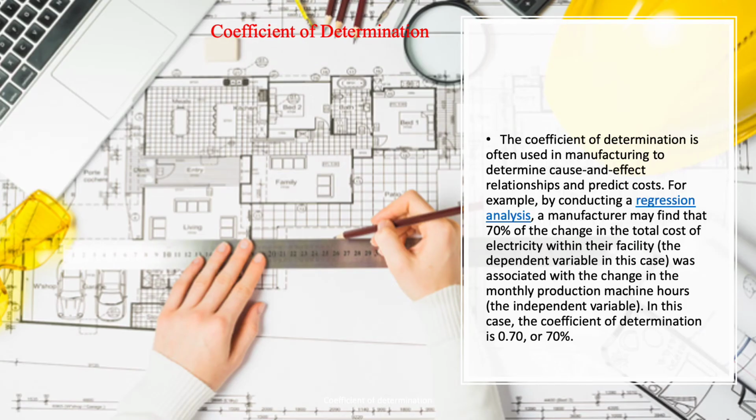In this slide, it shows an example of how it can be related to engineering. The coefficient of determination is often used in manufacturing to determine cause and effect relationships and predict costs.